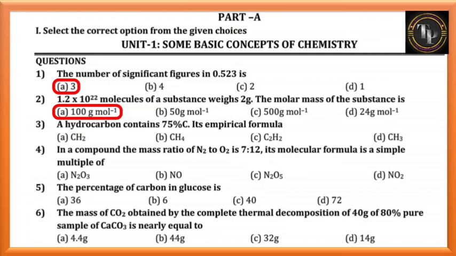The hydrocarbon contains 75% carbon. Its empirical formula is CH4. In methane only, the carbon percentage is 75%. So it is impossible to solve all the questions, guys. Only I am giving the answers, because in one shot only we are going to complete all the chapters. In a compound, the mass ratio of N2 to O2 is 7:12. Its molecular formula is simple multiple of, they are asking. Its answer is N2O3. The percentage of carbon in glucose is 40.